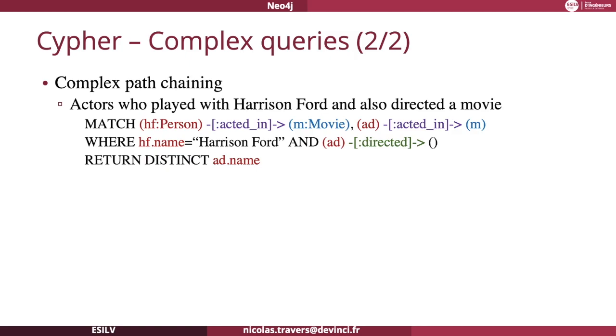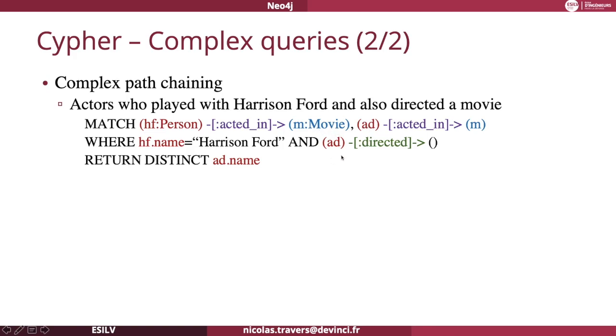You have other kinds of complex queries. For instance, you can have deeper path chaining between nodes. For instance, I want the actors who played with Harrison Ford and also directed a movie. So you get a person, which is Harrison Ford. Here you have the property name of HF, which is Harrison Ford, who acted in a movie, referred to by M. And this M was acted in by AD, which is an actor and director.